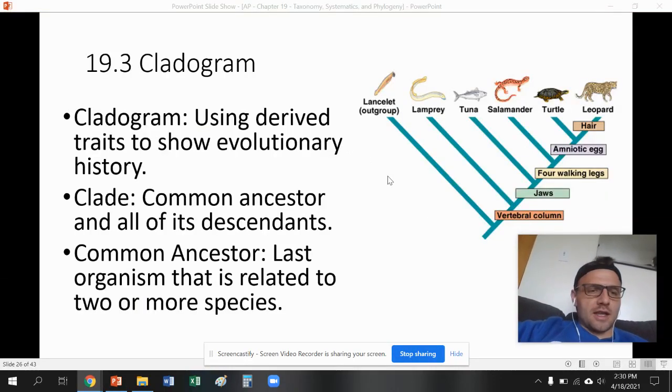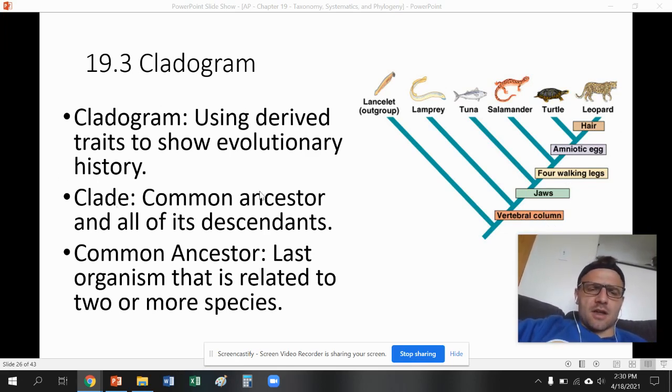On to cladograms in 19.3. So basically, in 19.1 and 19.2, we went over just how species are classified and taxonomy in general. We went over the three domains. Now we're going to go over how we map out those domains and how we map out those species specifically. So we use things called cladograms, and this is just like an evolutionary tree. And what this does is it allows us to separate groups of organisms based on derived or shared characteristics.